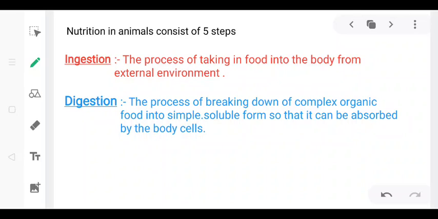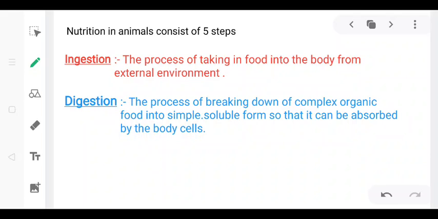First, nutrition in animals consists of 5 steps. The first one is ingestion. It is the food taking process, meaning how we take in food inside our body. Let's see the definition first: the process of taking in food into the body from the external environment.